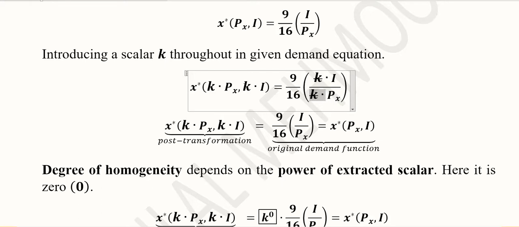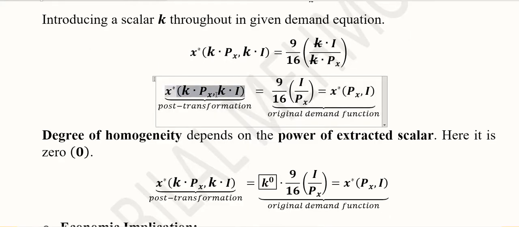We have introduced k, which is definitely visible on the left hand side, which is the functional form. Now this will remain the same as it is, but when we introduce the k on the right hand side, it will be cancelled out. So we get back to the original form of the demand function, and this is why I can say that this post transformation demand function is actually the same demand function that we developed before, where we did not introduce any k scalar.